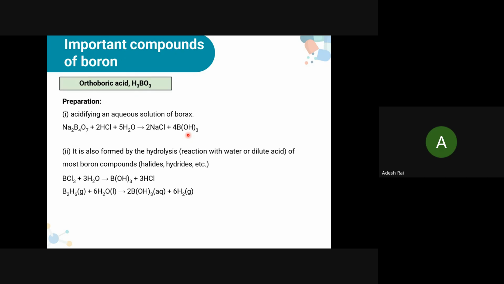Acha. Now next is what? It is also formed by hydrolysis reaction with water or dilute acid of most boron compounds like trihalides or hydrides. Acha, if you see, BCl3 will react with H2O, it will give us H3BO3 and 3HCl. But this is not the whole reaction. Is that clear? Is this the whole reaction? The answer is no. This is not the whole reaction.